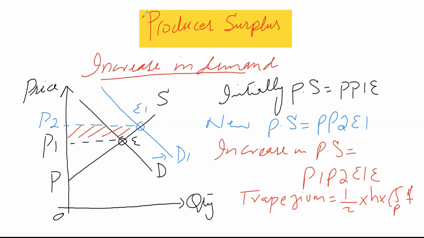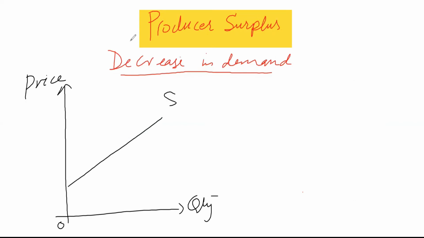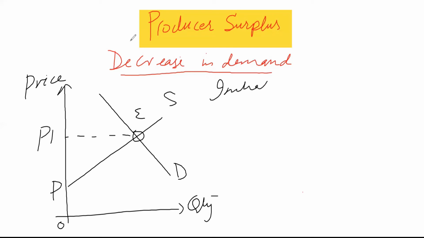Okay, sometimes examiner gives numerical values. You can use this formula to find the figures. Now if there is decrease in demand, then what will happen to the producer surplus? Initial equilibrium price is P1, and initially producer surplus is P, P1 and E.